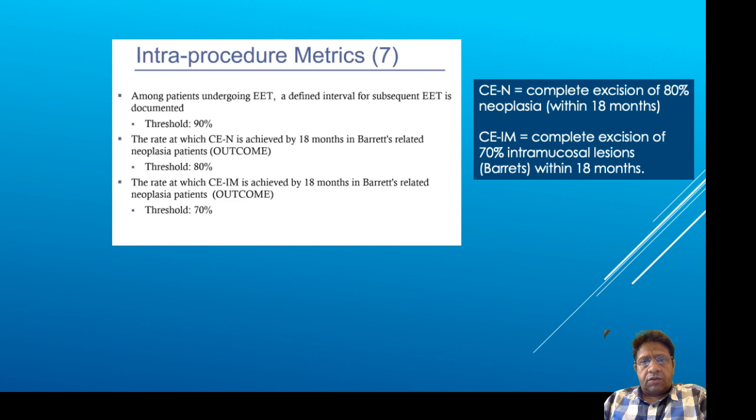The slide that I said I'd come to: CEIM refers to complete excision of 70% of intramucosal lesions within 18 months, and CE-N refers to complete excision of 80% of neoplasia within 18 months. So these are the intra-procedural metrics that must be adhered to. Among patients undergoing EET, a defined interval for subsequent EET is documented. Secondly, the rate at which CEN is achieved by 18 months in Barrett's-related neoplasia patients. And thirdly, the rate at which CEIM is achieved by 18 months in Barrett's-related neoplasia patients.